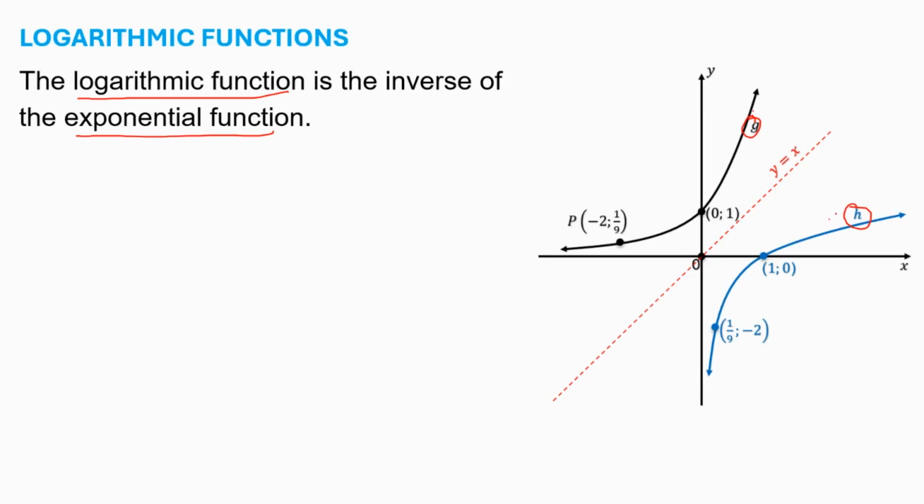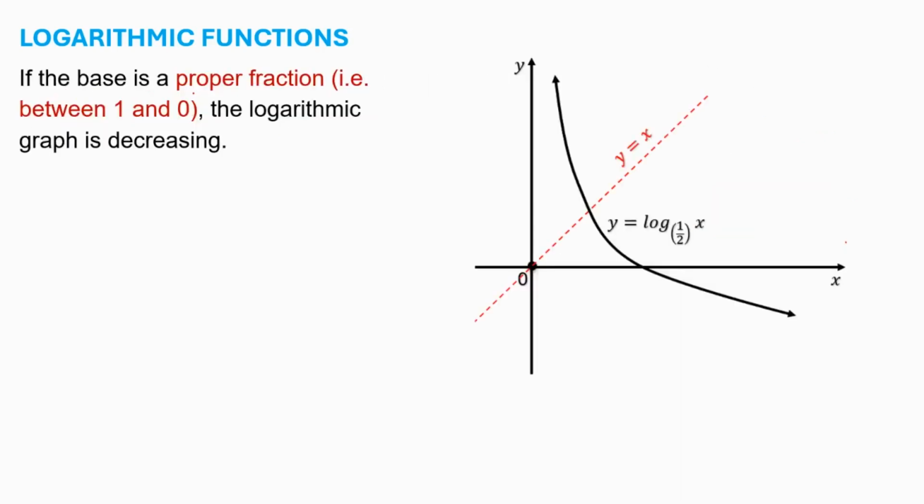Now we're concentrating on the logarithmic function. We're going to see how this function is sketched. If the base is a proper fraction, that is to say if it's between 0 and 1, the logarithmic graph is decreasing. How do you see that the graph is decreasing? When the gradient is negative, it's decreasing like this. As you move from left to right, the graph is going down. That's a decreasing graph. So if the base is a proper fraction, meaning that it's between 0 and 1, then the logarithmic graph is decreasing.